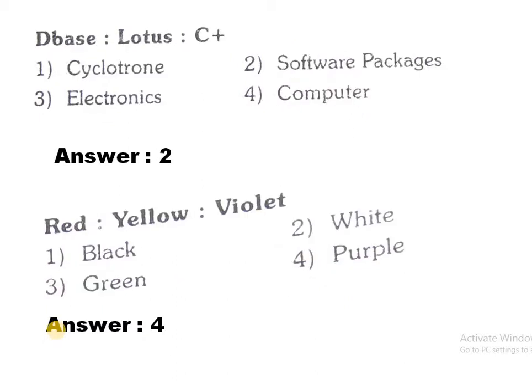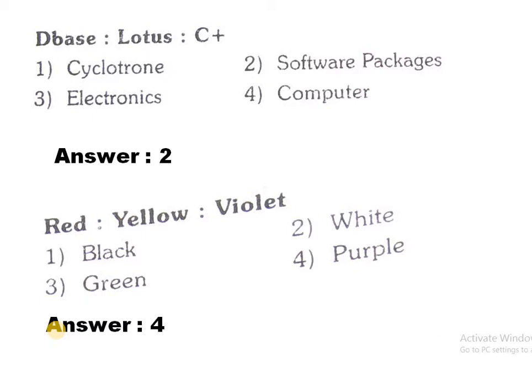So next question: database, D-base, Lotus, C plus. Normally we know that these are software packages. Four options are given here: cyclotron, software packages, electronics, computer. Which one is the suitable answer? It is software packages, because database, Lotus and C plus are softwares. Cyclotron is an instrument, electronics is a different department, and computer is the machine. So apart from the four, software package is the correct answer.